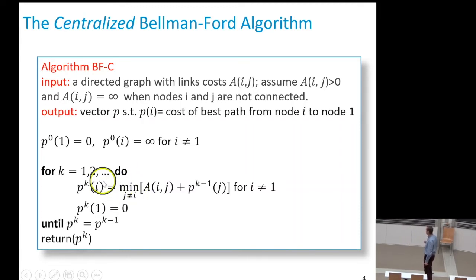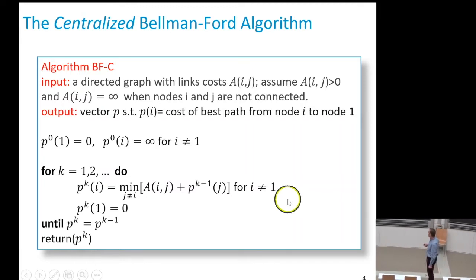We compute the minimum of what we had at the previous iteration. This is the estimate we have of the distance in the previous iteration. So we take this estimate plus the cost. So I am node I. I ask myself, how much would it cost me to go to node 1 if I pick as neighbor j? So if I pick j as a neighbor, the cost will be to go to this neighbor, plus the cost that this neighbor had computed in the previous iteration.